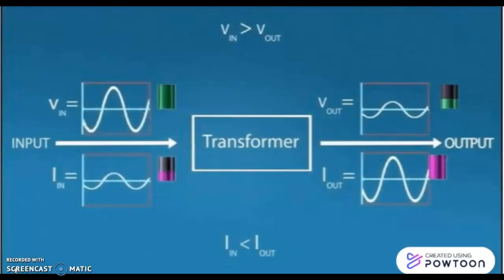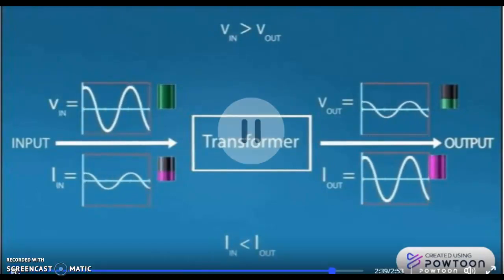Here, increasing the voltage from primary to secondary is called a step-up transformer. A step-down transformer converts high voltage low current power into low voltage high current. This is the waveform of a step-down transformer. Here the input voltage is high and the output current is high.